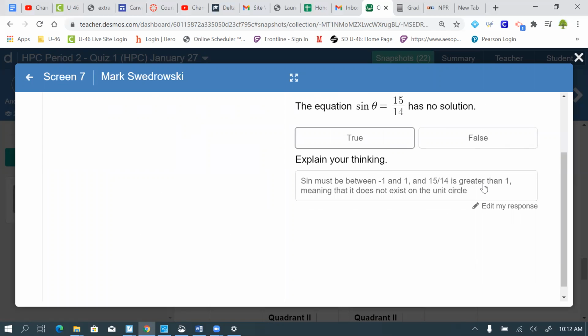It's just using the unit circle. The unit circle tells us that the sine value is the y value, and the biggest the y value can be on the unit circle is 1. And 15 over 14 is just bigger than 1. It's greater than 1. So because of the unit circle, it's nonsense.